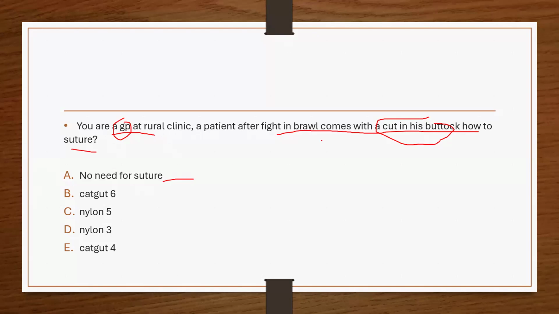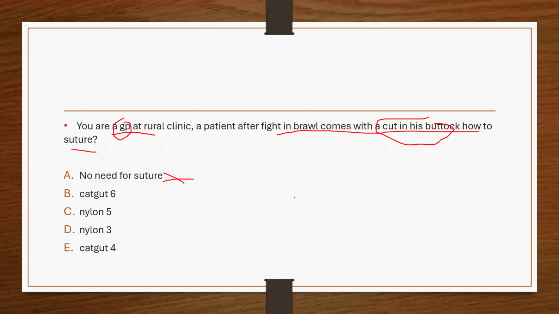But if it is not an infected wound, a clean cut, then you don't have to wait and send the patient away. You are going to suture it. Now here, nothing about an infection or contamination is given in this case, so you can assume that this is not an infected cut. So the option of not needing to suture goes out. Then out of the other options, how do you decide?